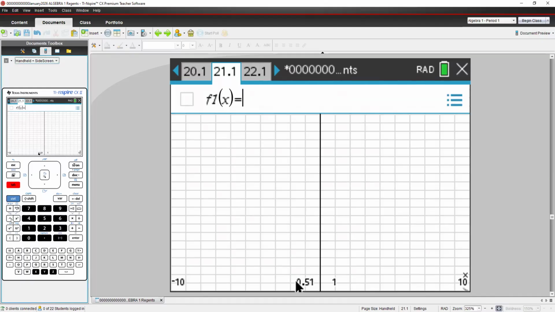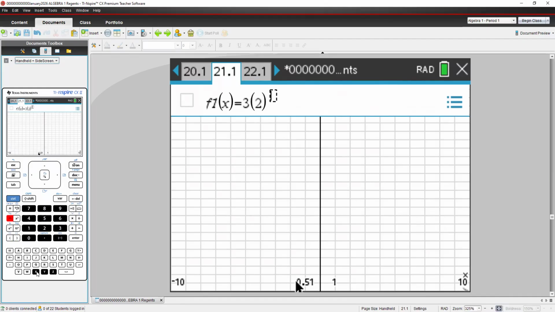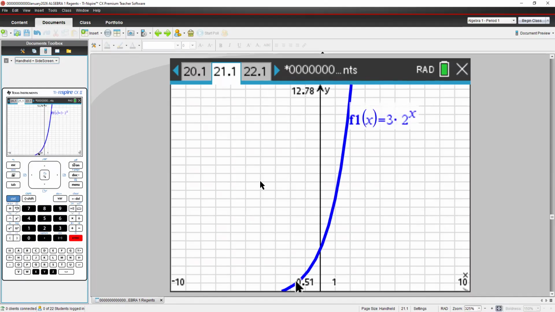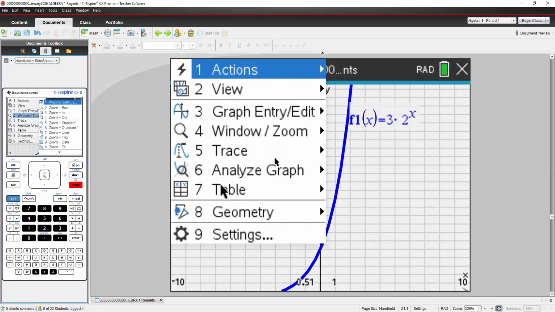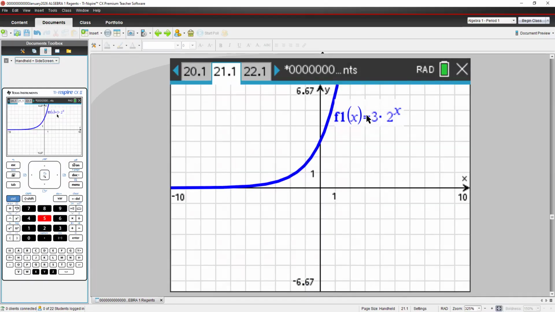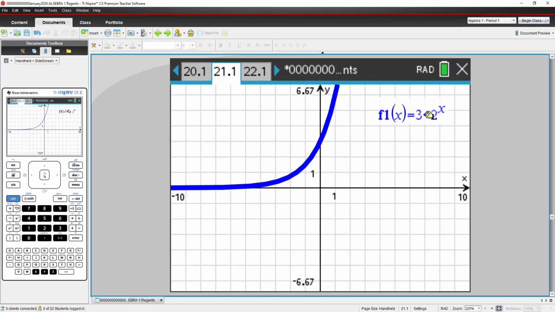So it's going to be 3 times parentheses 2 raised to the x power. And it's an increasing exponential, right? Let me do menu 45 so that we go back to the regular. So here's what the function looks like. Now, they want us to graph this over the interval from a -1 to a +2, right?